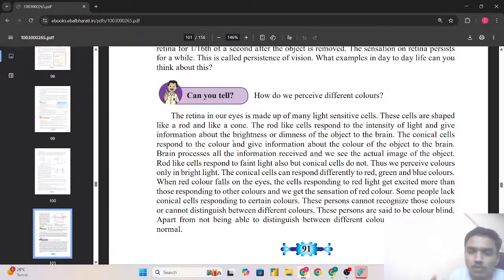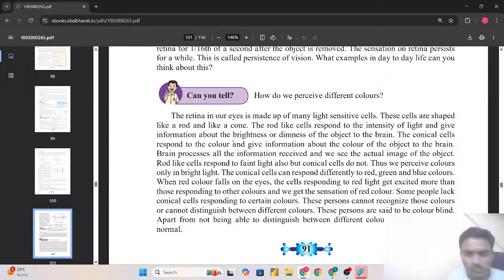So when red color falls on the eye, the cells responding to the red light get excited more than those responding to the other colors, and we get the sensation of the red color. Some people lack conical cells responding to certain colors. These persons cannot recognize certain colors or cannot distinguish between the different colors. These persons are said to be color blind.